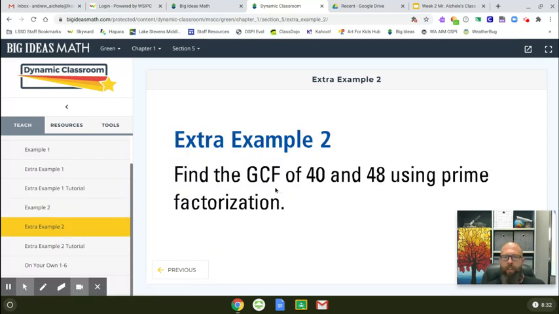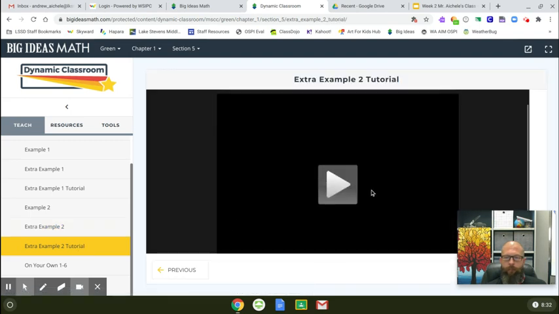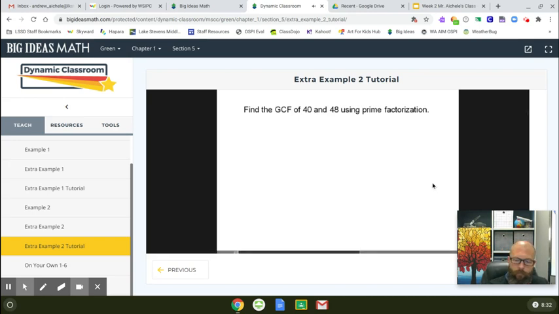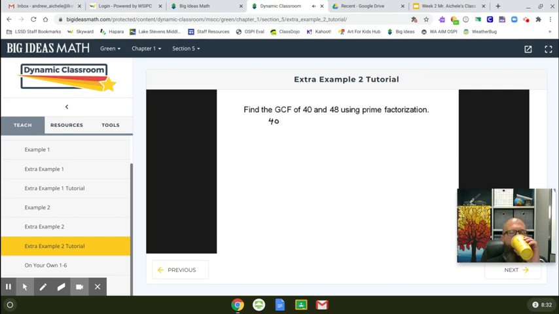Example number 2, find the GCF of 40 and 48 using prime factorization. So again, that's a factor tree. First, make a factor tree for each number. One way to make a factor tree for 40 is as follows. 40 is equal to 5 times 8. 5 is prime, and 8 is composite, factoring into 2 times 4. 2 is prime, and 4 is composite, factoring into 2 times 2. So here is one way to make a factor tree for 40.